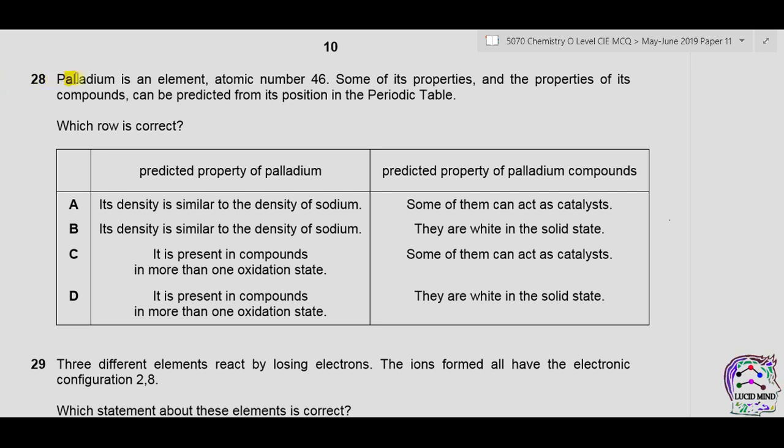Question 28. Palladium is an element. Its atomic number is 46. Some of its properties and properties of its compounds can be predicted from its position in the periodic table. Which row is correct? First is the predicted property of palladium and second is the predicted property of palladium compounds. From the periodic table we can see that palladium has atomic number 46 and is present in the transition elements. So it is a transition element.